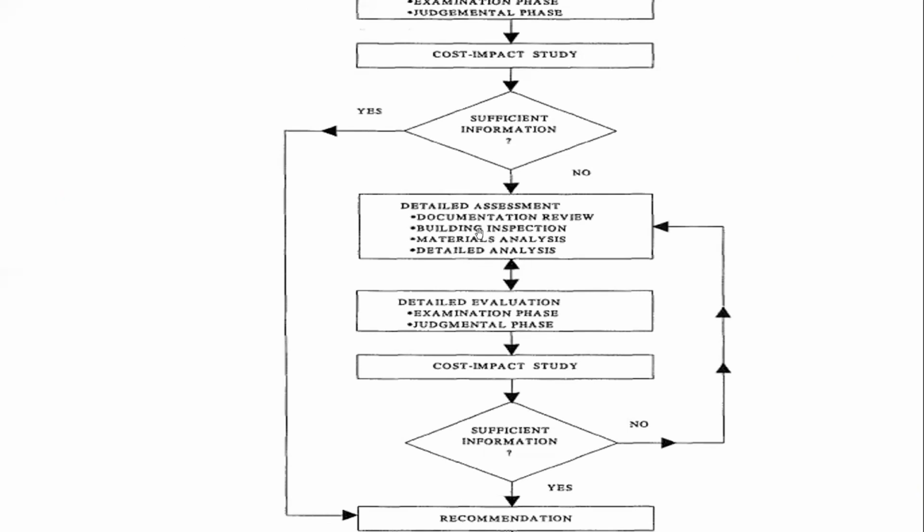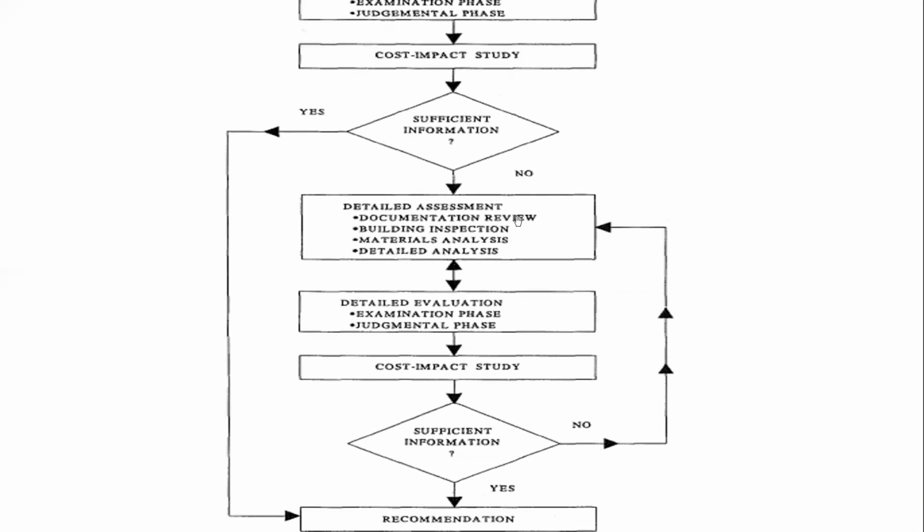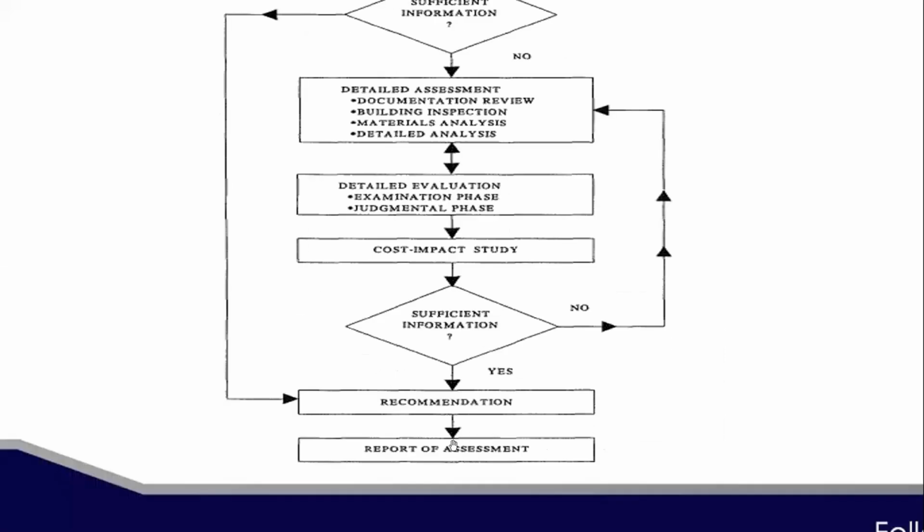If insufficient information, then detailed assessment: further documentation review required, building inspection required, again, because the above information was not enough, so we have to go into more detail. Then detailed evaluation, examination phase, judgmental phase, and cost impact phase. Those things would be revised, and accordingly, once sufficient information is available, we will be able to make the recommendation and the report preparation.